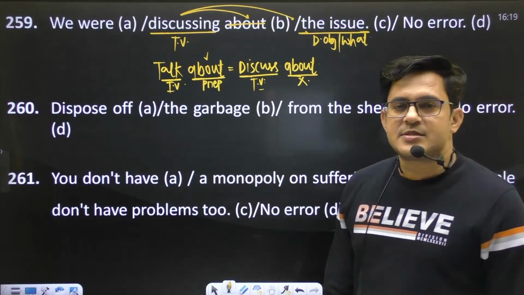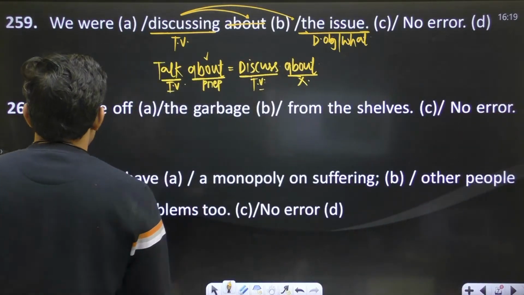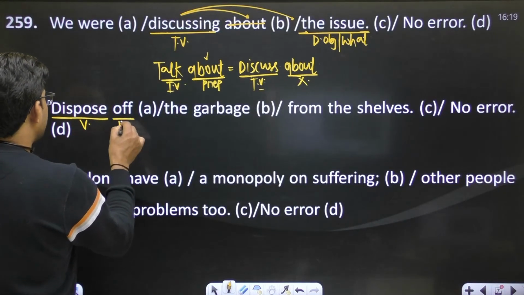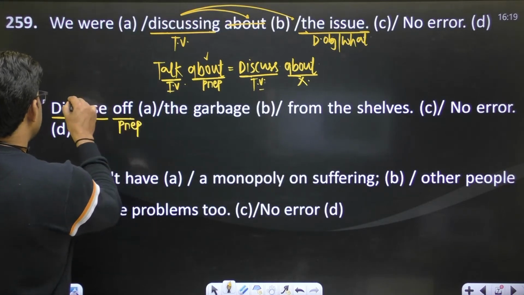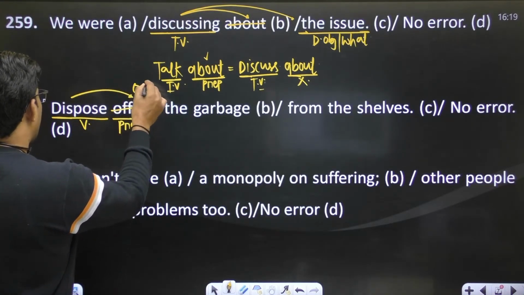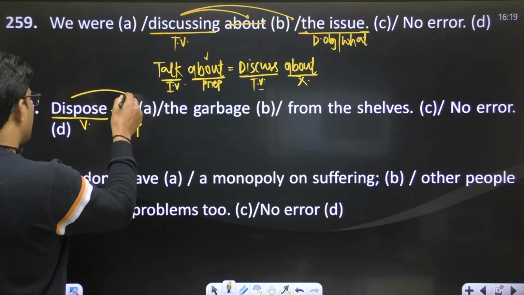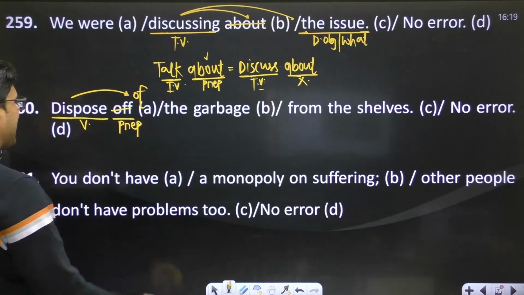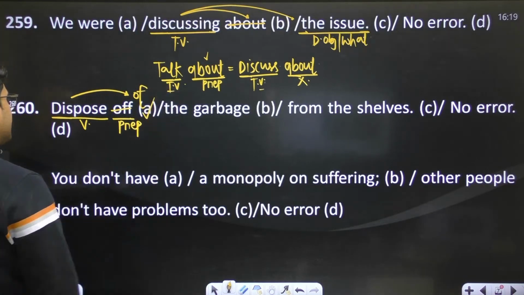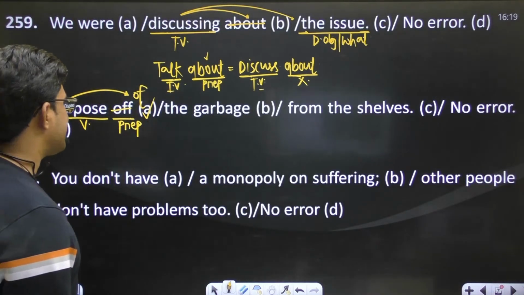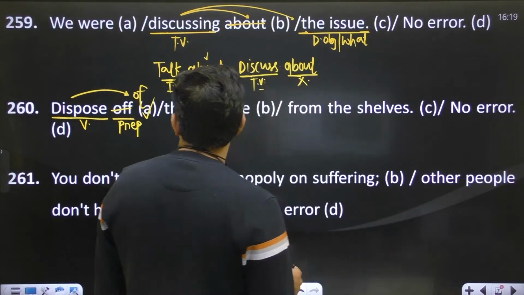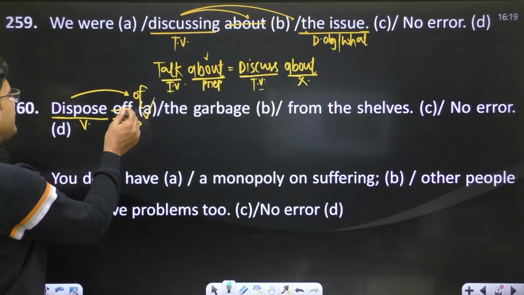In this sentence, make sure this verb dispose demands a preposition, but this preposition must be of, o-f, single f, not o double f. So the sentence will be like, dispose of the garbage from the shelves. Dispose of. This of must be of with a single f, not double f.